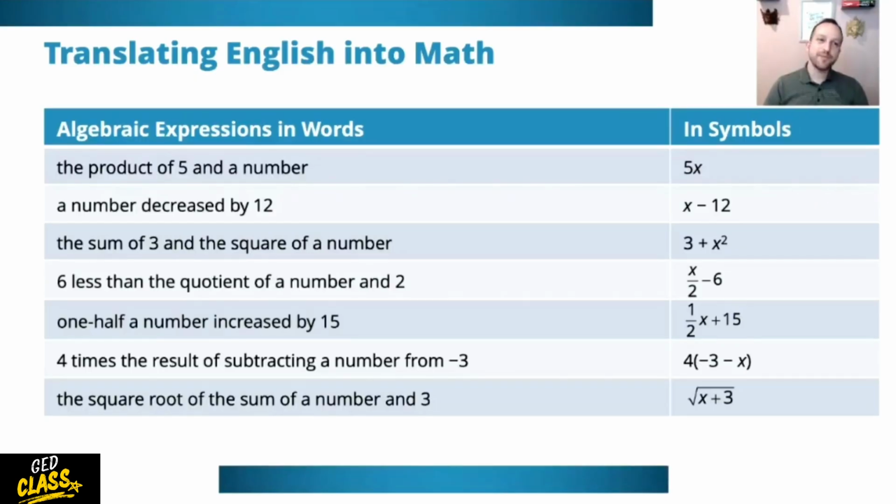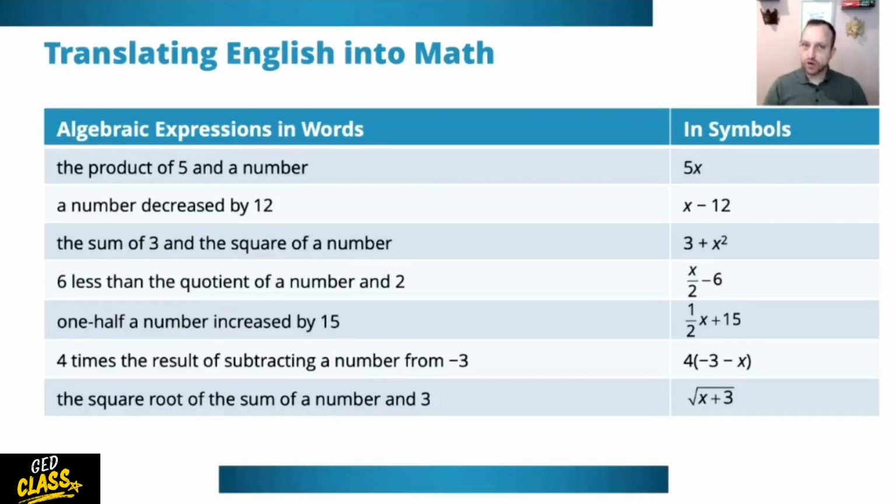Next row, sum of 3, that's plus 3, and the square of a number. Now watch out. Whenever we're down between two things and we think, I've got to add 3 and I also have to square something, we want to be sure we're doing the right order of operations. Order of operations that we will use for the test is PEMDAS. PEMDAS stands for parentheses, exponents, multiplication, division, addition, subtraction. PEMDAS. That's the order we have to do things.